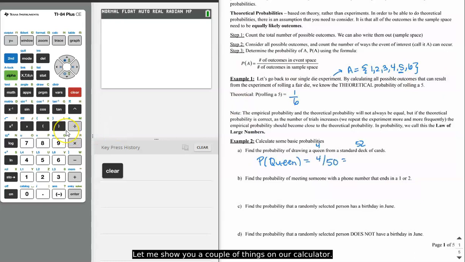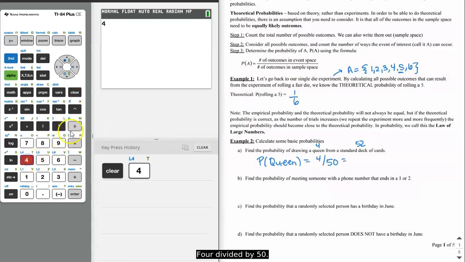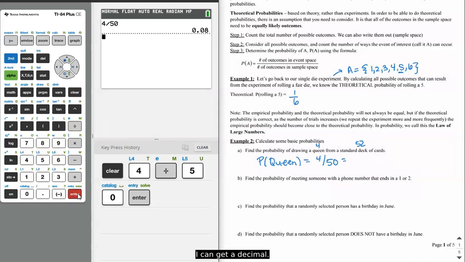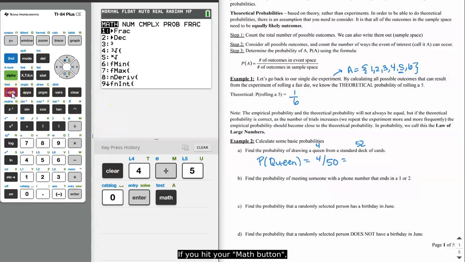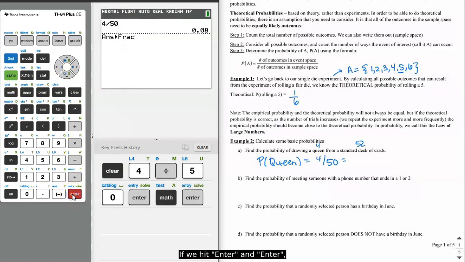So let me show you a couple things on our calculator. So 4 divided by 52, and I can get a decimal. If it needs to be a reduced fraction, your calculator actually reduces it for you. If you hit your math button and it's already selected the one we want, if we hit enter and enter, it will reduce it as a fraction. So whether you need it as a reduced fraction or as a decimal or percent depends on what it's asking, but we can find all from our calculator.